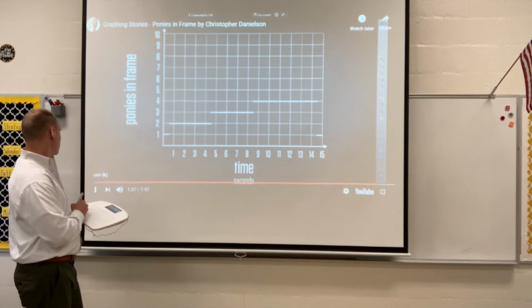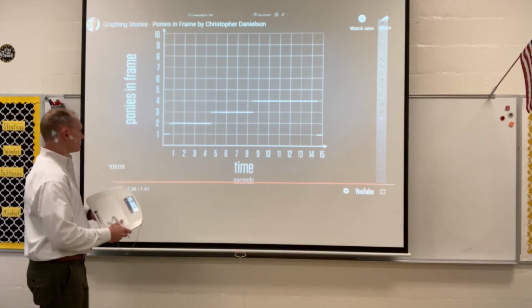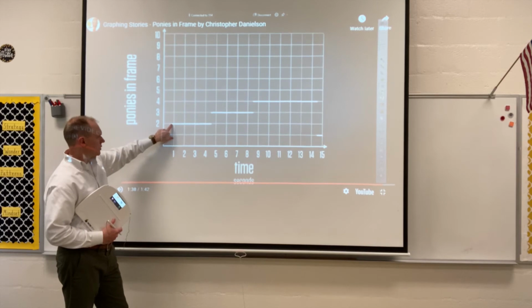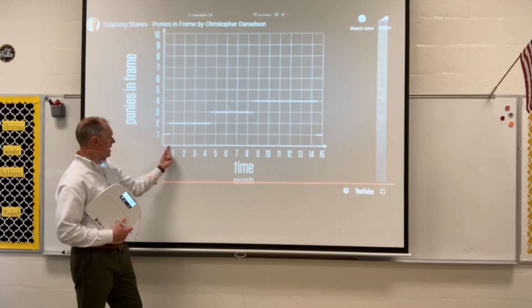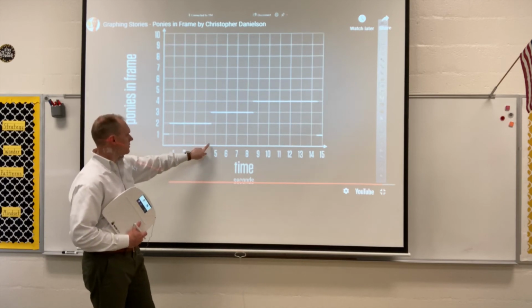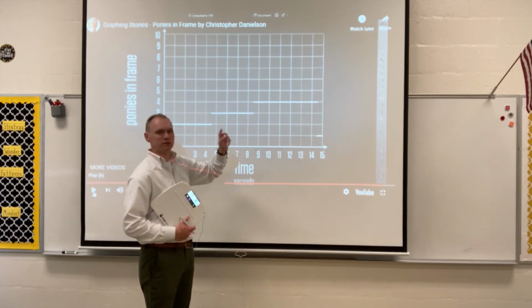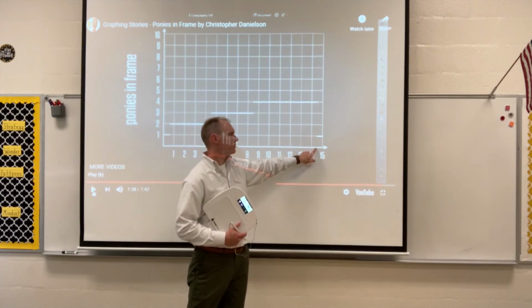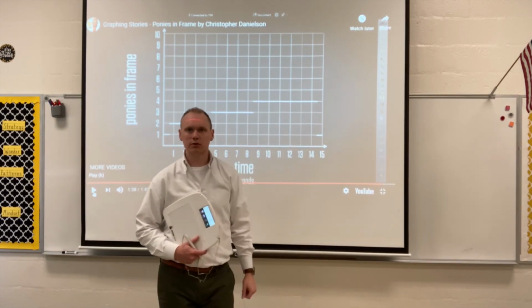So you can see here that there's 1, it adds 1 more. For between about half a second to 4.5 seconds, there's 2 ponies in the frame. Then from 4.5 seconds to 8.5 seconds, there's 3. And then from 8.5 to 14.5, there's 4. And then for the last half second, there's only 1.